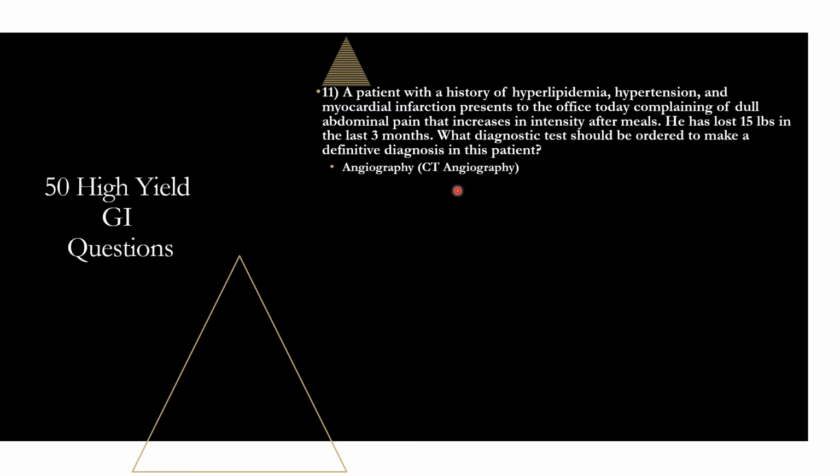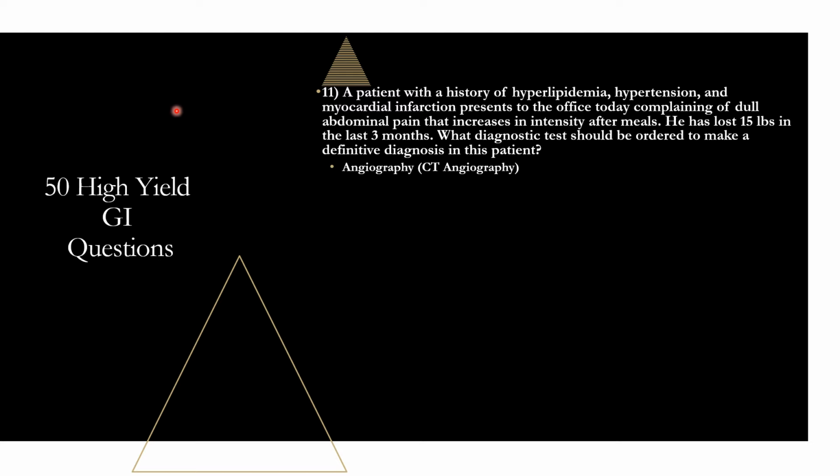And the definitive diagnosis for chronic mesenteric ischemia is going to be angiography, so CT angiography. So the other key in this vignette is that history of atherosclerotic disease. So hyperlipidemia, he has had a previous MI, atherosclerotic disease, which is going to be one of the most common risk factors for these patients.